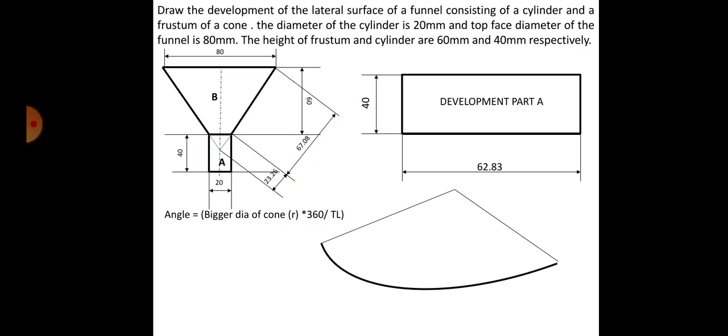So now this is nothing but the angle theta. This is S and this is R. So you are finding S is equal to R theta. Without knowing the angle I cannot draw this particular length. So to find the angle I have the option, that is bigger diameter of the cone, that is 80 mm, divided by the length into 360 degrees. That will give you the angle. So that is nothing but S is equal to R theta. So theta is equal to S by R.